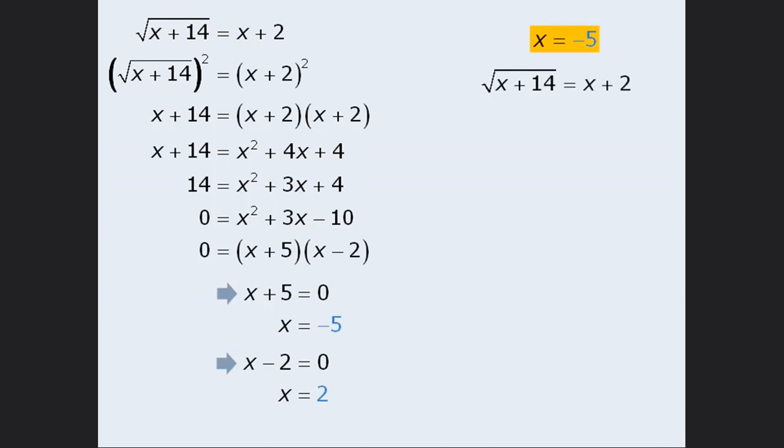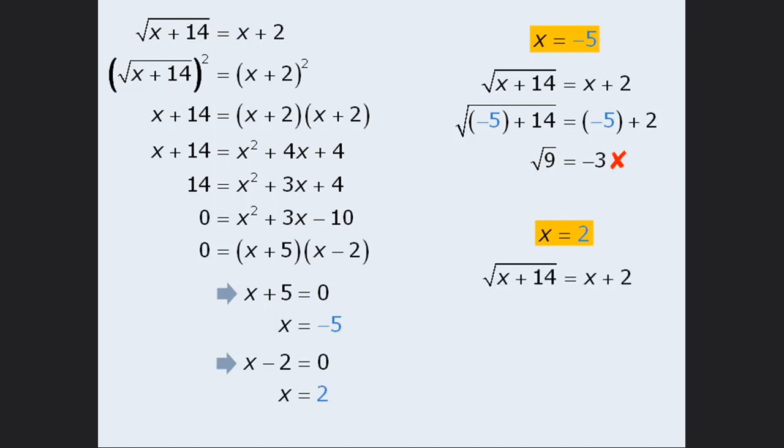We'll take the original equation and plug negative 5 in for x. When we simplify this, we get the square root of 9 equals negative 3. Since the square root of 9 does not equal negative 3, we know that x equals negative 5 is an extraneous root. Next, we'll test the solution x equals 2.